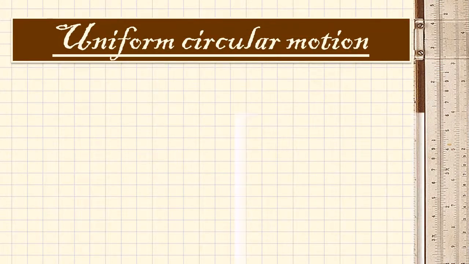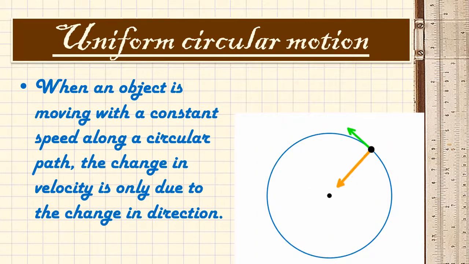Alright, so uniform circular motion. When an object is moving with a constant speed along a circular path, the change in velocity is only due to the change in direction, and hence it is accelerated motion. That means the object's speed will be constant and the direction will be continuously changing. You can observe in the alongside picture also that the direction is changing, but it's moving with the constant speed.